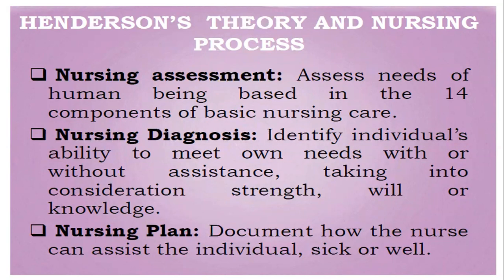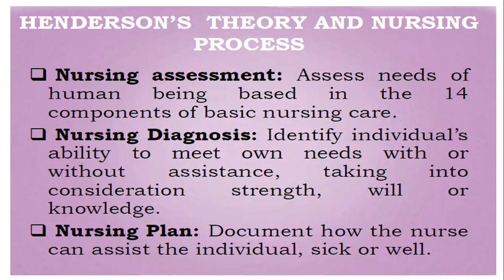So identify the individual's ability to meet their needs with or without assistance, taking into consideration strength, will, or knowledge. Okay, so we are going to identify the problem, whether the patient is able to meet their own needs by themselves or with the help of assistance, taking into consideration the strength, will, or knowledge of the individual. Then after diagnosing the problem, we are going to use the nursing diagnosis. If the patient is having a breathing problem, we have already identified it, then we are going to use ineffective breathing pattern related to whatever problem is there.